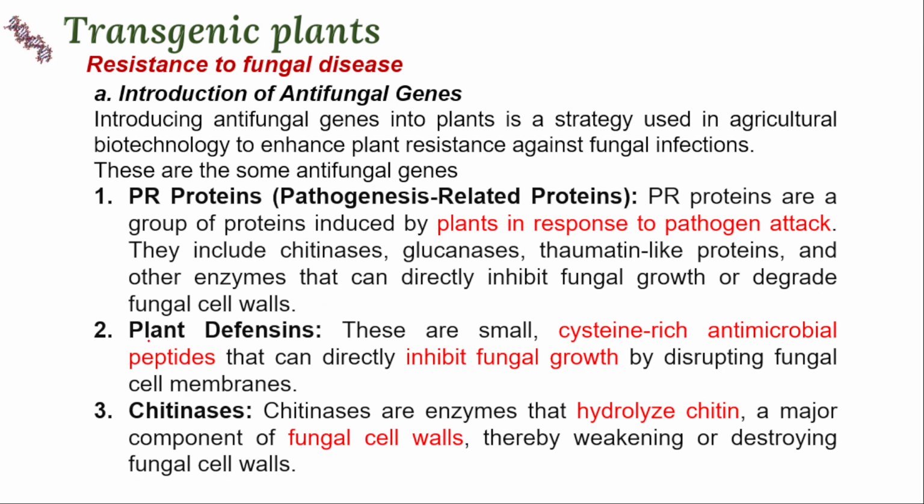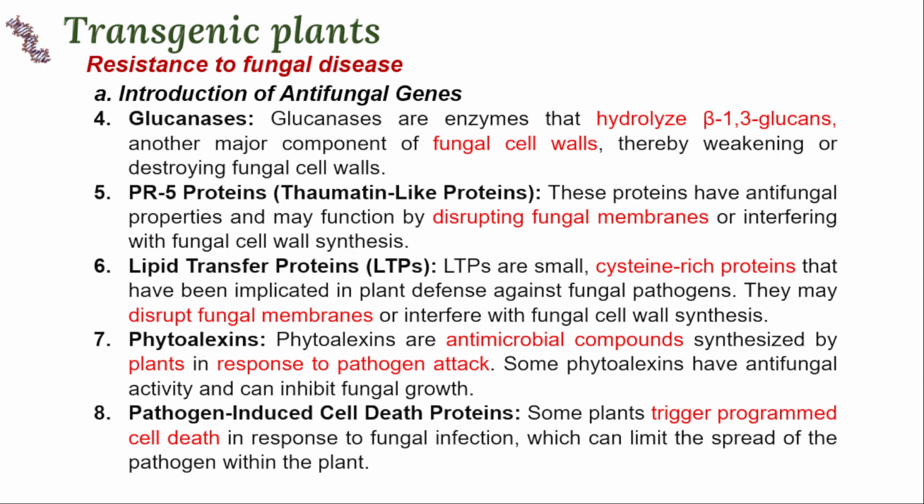And then plant defensins are there. Defensins are mainly produced by plants because of fungal infection. They are cysteine-rich antimicrobial peptides that mainly defend against the pathogenicity of fungal hyphae. And one more enzyme is chitinase. The fungal cell wall is made up of chitin. Chitinase degrades the chitin molecule present in the fungal cell wall. Whenever chitinase is produced, the fungal cell wall is ruptured.